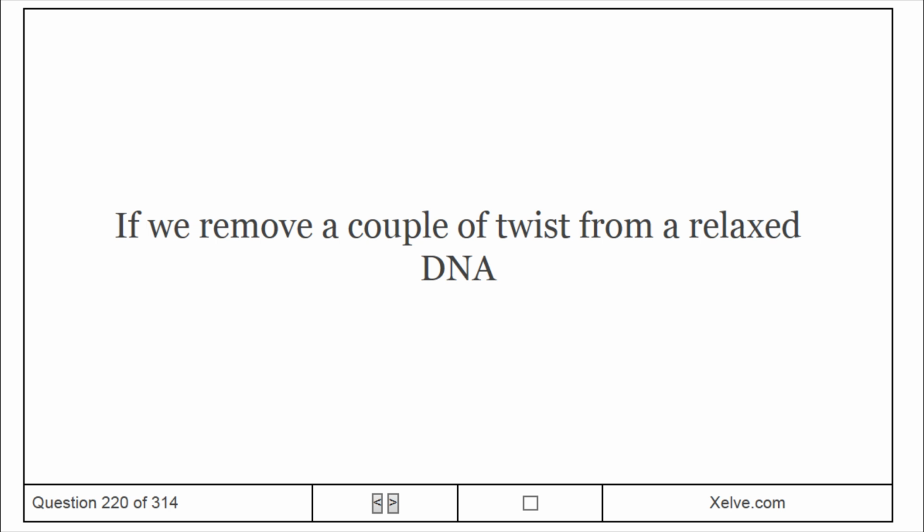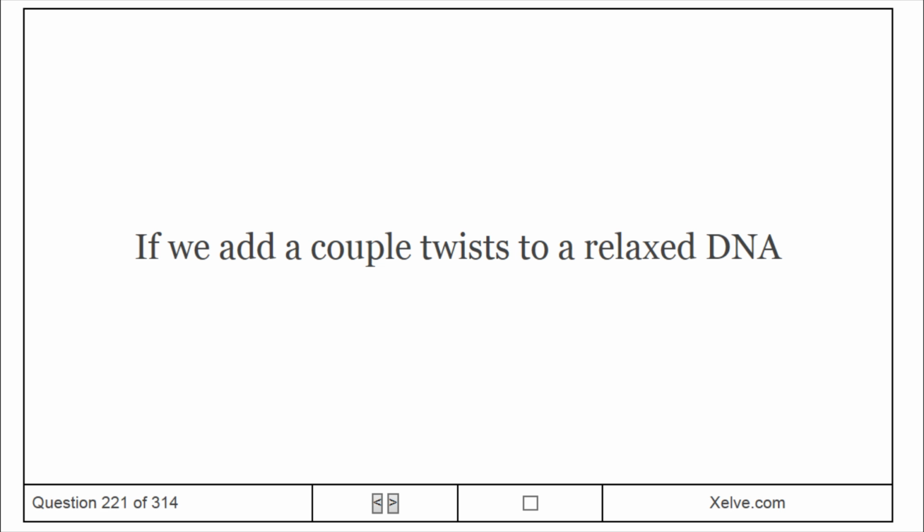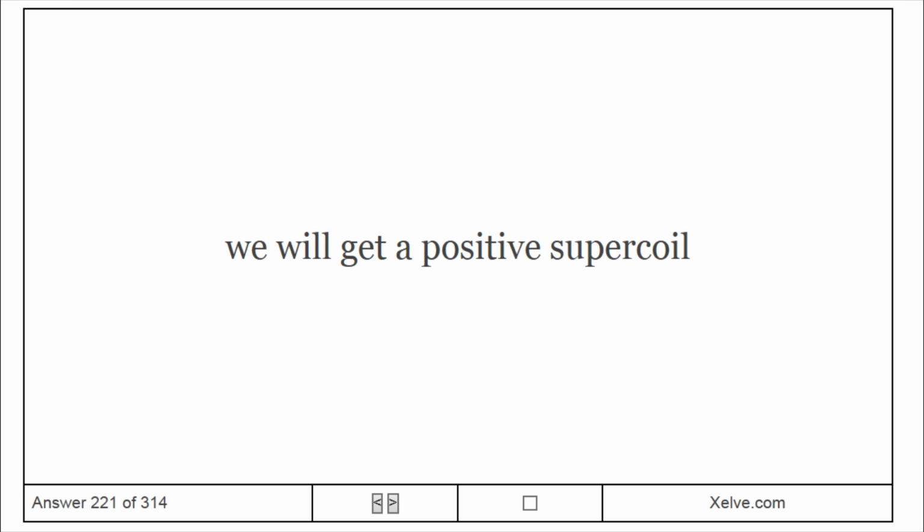If we remove a couple of twists from a relaxed DNA, we will get a negative supercoil. If we add a couple of twists to a relaxed DNA, we will get a positive supercoil.